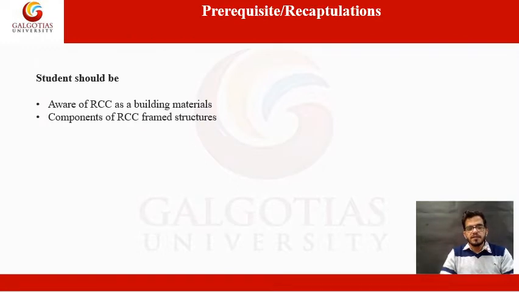So before starting the lecture, it's very important to understand what a student should be aware of. A student should be aware of how an RCC acts as a building material in the construction field, and secondly, what are the different RCC components of a frame structure. So these two things are very important to know before the starting of this lecture.